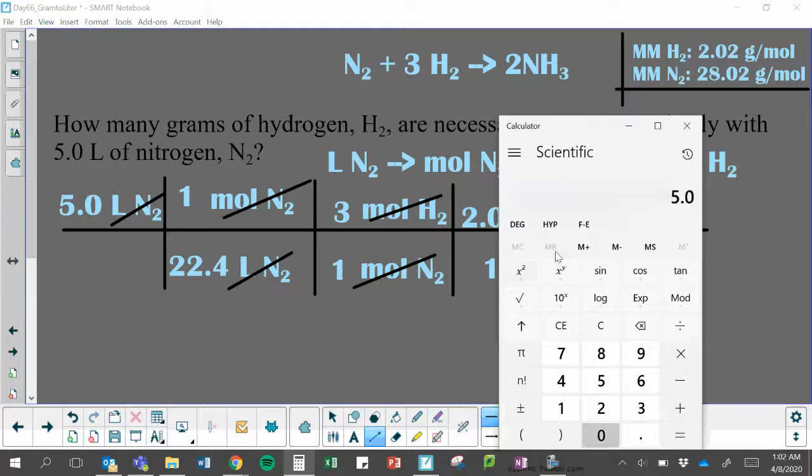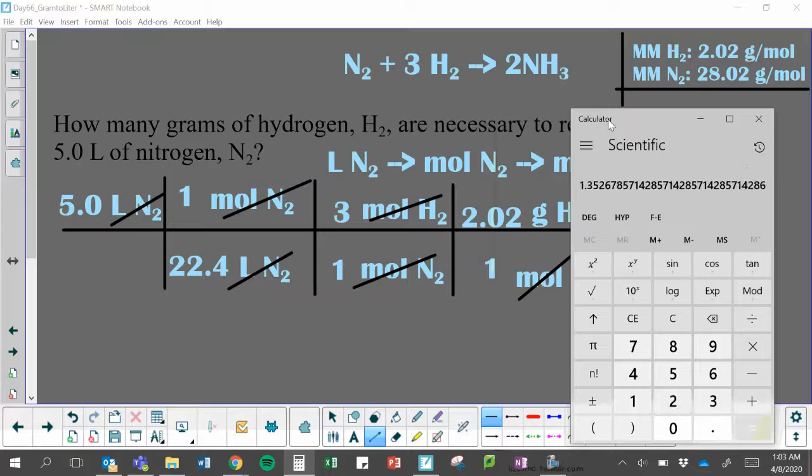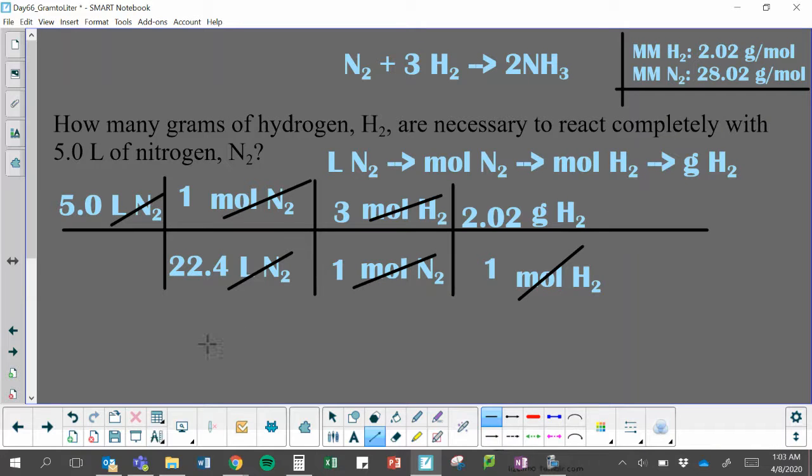So now we just put it in our calculator. And we want 2 sig figs because of our first number given, so we'll write 1.4 grams of H2. Okay, that's really all we're doing with these. They're actually a little bit more simple than the other problems.